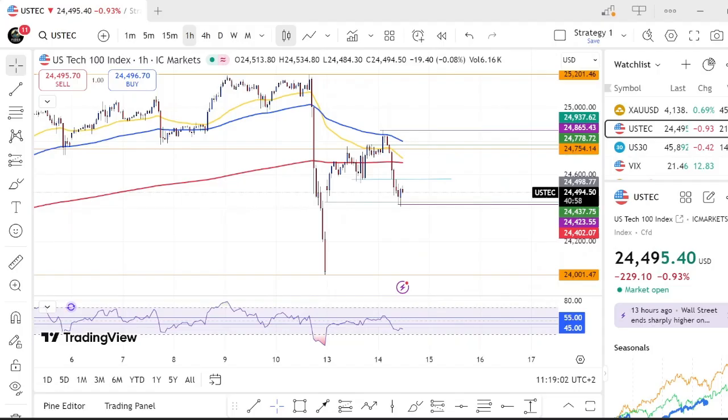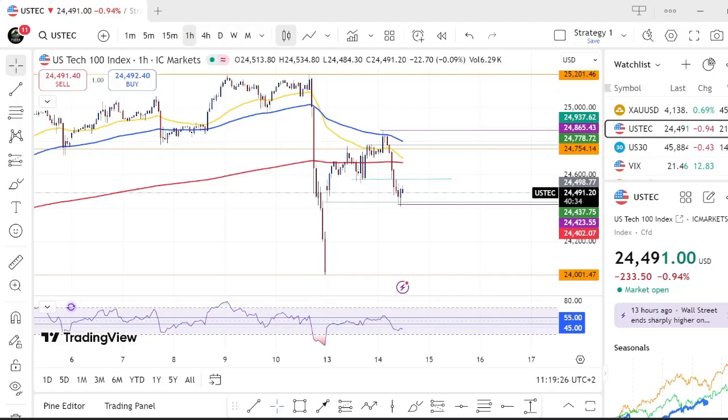Noting potential entry for short positions around the 24,750 level. The reason for this is we have a fair value gap here on the 1-hour time frame, as well as a break and retest level, which could potentially be tapped before that move to the downside and before that move to the 24,000 level to fill that fair value gap. Have to wait and see what happens during the course of the day.